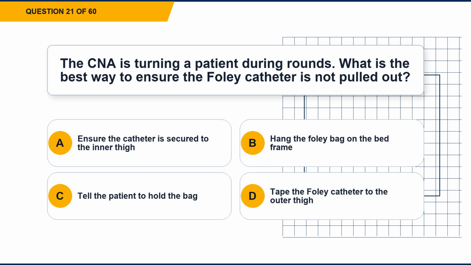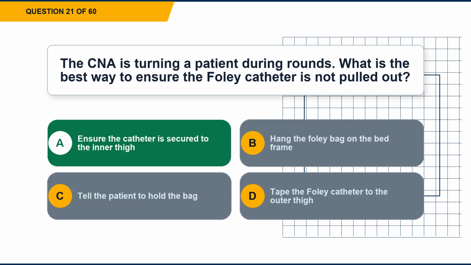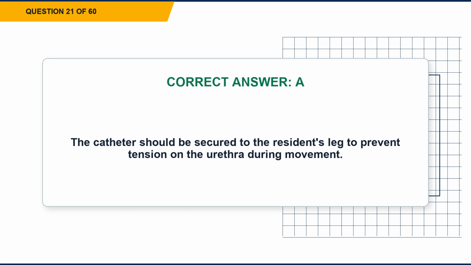Question 21. The CNA is turning a patient during rounds. What is the best way to ensure the Foley catheter is not pulled out? Option A, ensure the catheter is secured to the inner thigh. Option B, hang the Foley bag on the bed frame. Option C, tell the patient to hold the bag. Option D, tape the Foley catheter to the outer thigh. The correct answer is option A, ensure the catheter is secured to the inner thigh. Explanation. The catheter should be secured to the resident's leg to prevent tension on the urethra during movement.